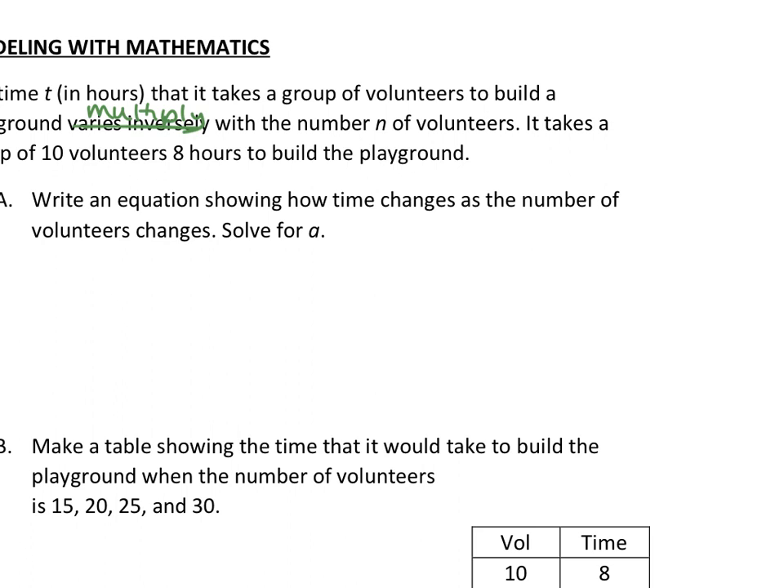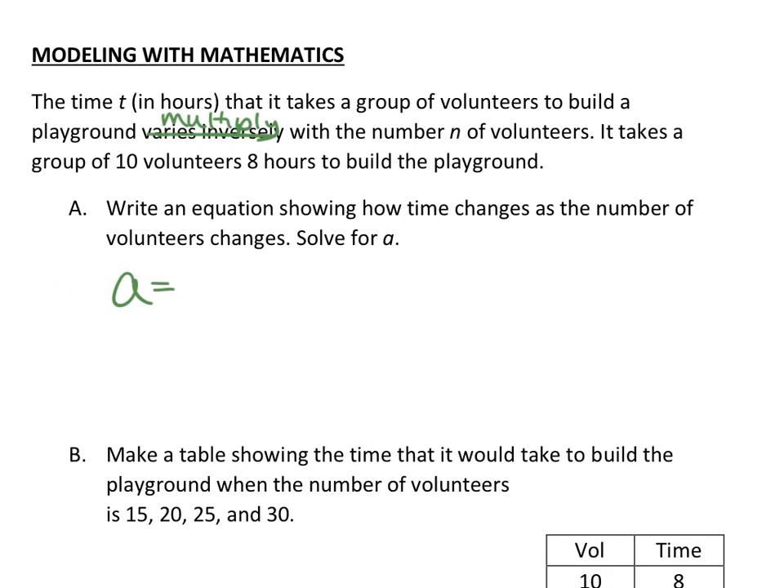Okay. Well, here's what I know. I know that the A value will be multiplied when I multiply two things together. In the first problem, we used X's and Y's. In this problem, what letters are we using? T and N. T stands for time. N stands for number of volunteers.